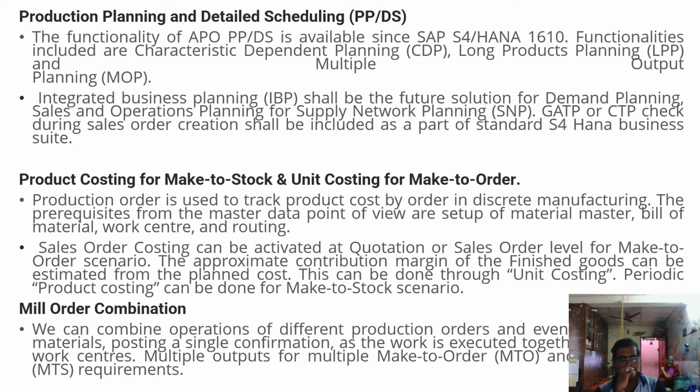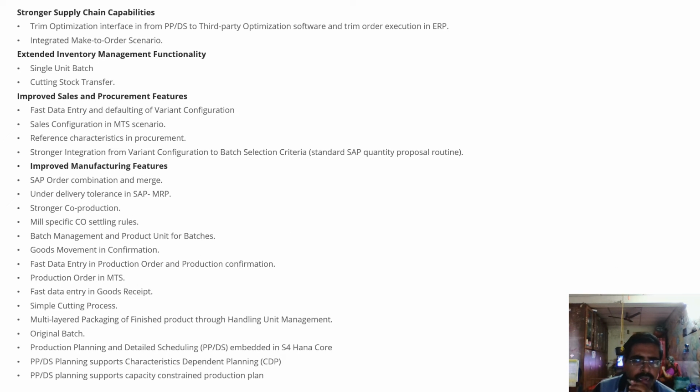And mill order combination. Okay, we can combine operations of different production orders and even from different materials, posting a single confirmation as the work is expected or executed together in the same work center. Multiple outputs for multiple make to order and make to stock requirements. Okay, those are important. And I can say the strong supply chain capabilities such as trim optimization interfaces from PP/DS to third-party optimization software, and trim order execution in ERP, and then integrated make-to-order scenarios.